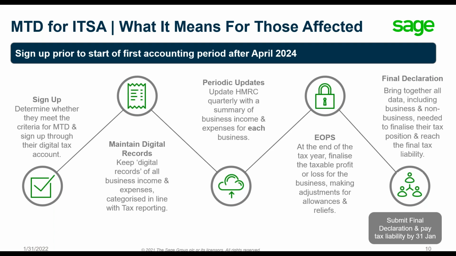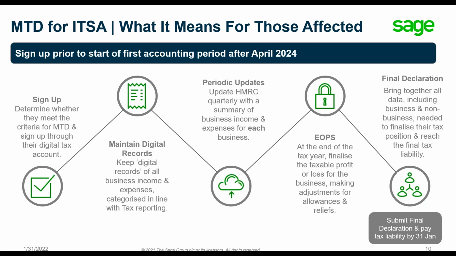So what does this mean for you as the client? What I've done is I've split the journey up into 5 stages. So I'll walk through each of the stages in more detail later, but I just wanted to give you an overview of what the journey will look like under Making Tax Digital.